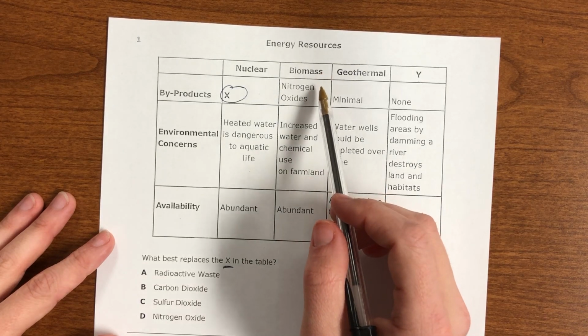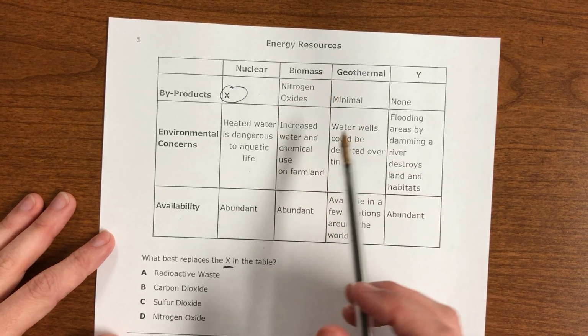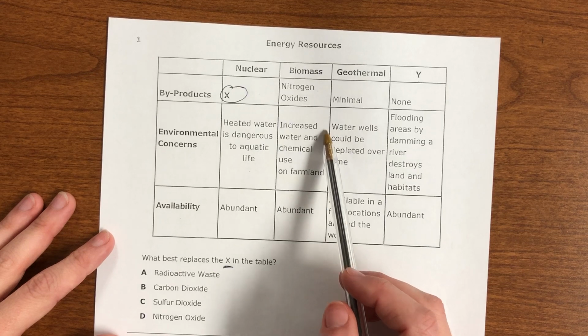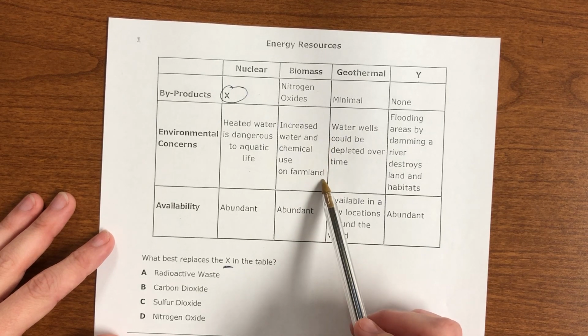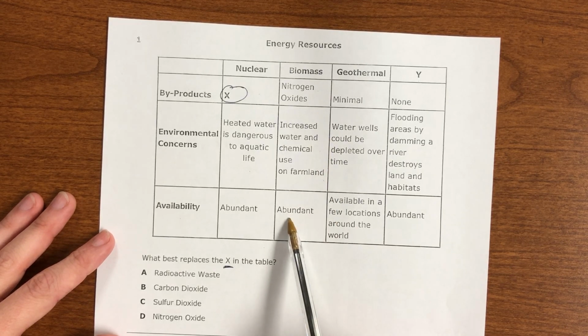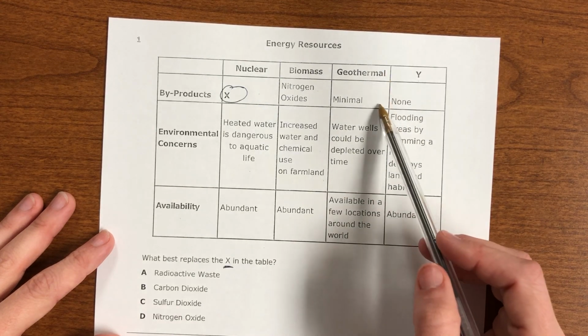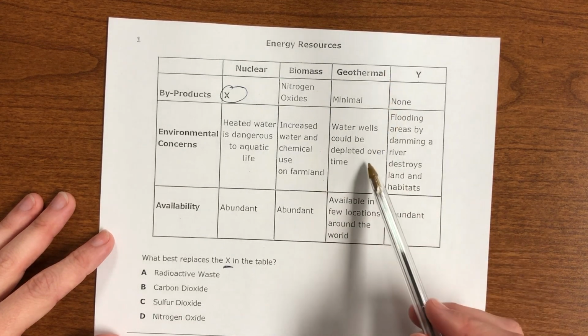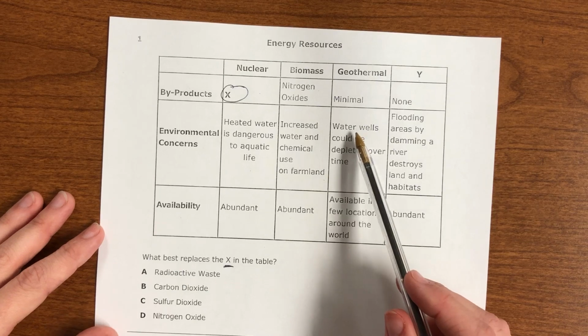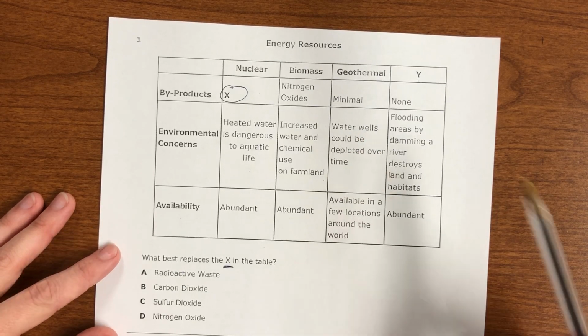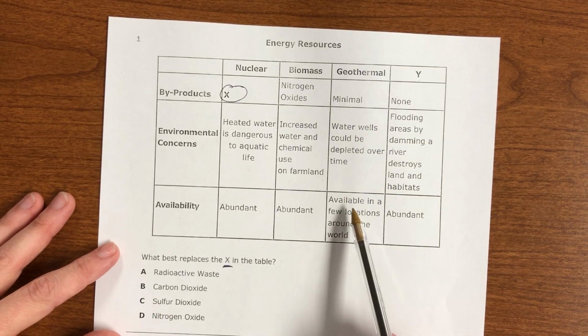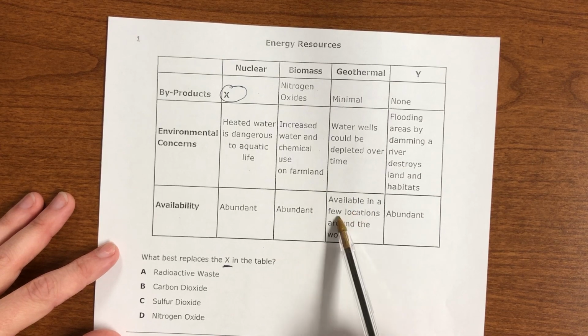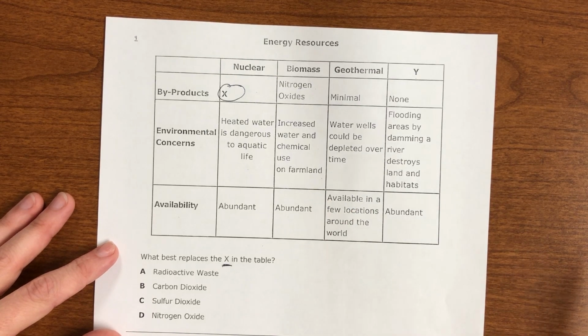For biomass, we have a byproduct is nitrogen oxides. An environmental concern is increased water and chemical use on farmland. And availability, it's abundant. For geothermal, the byproducts are minimal. The environmental concerns are that water wells could be depleted over time, and that the availability for geothermal, it's available in few locations around the world.